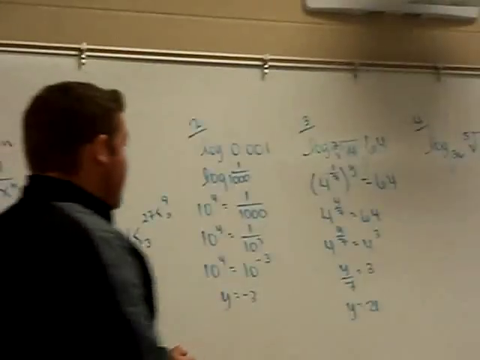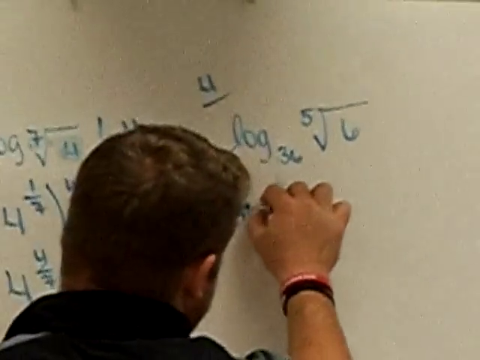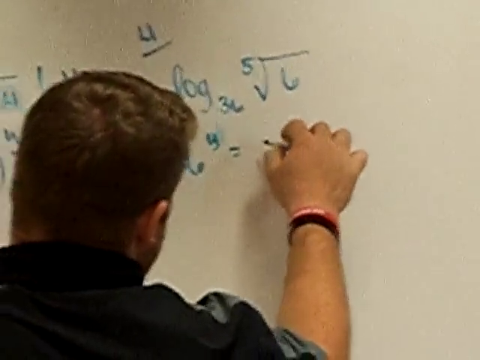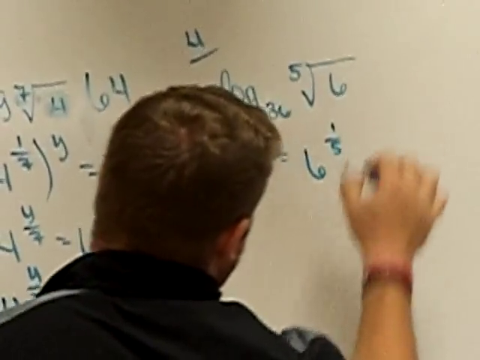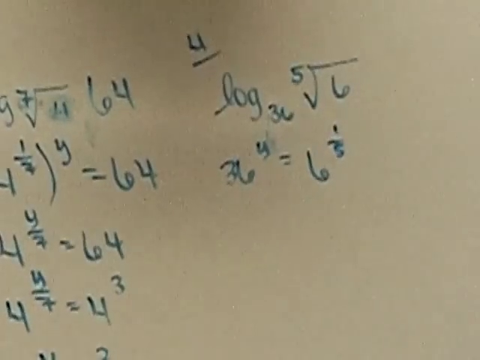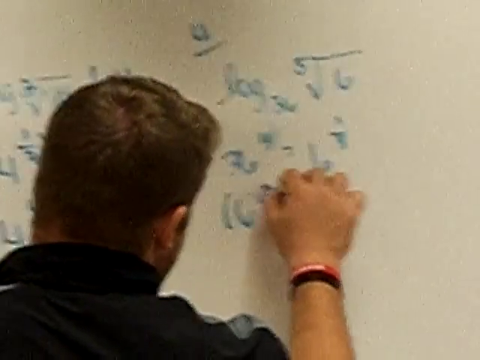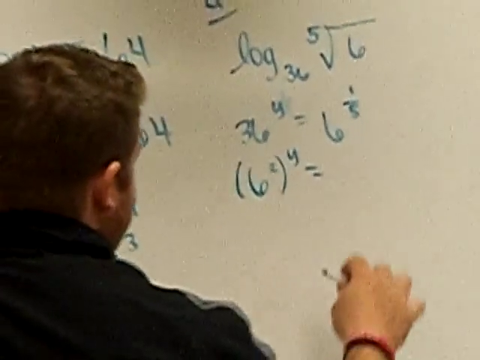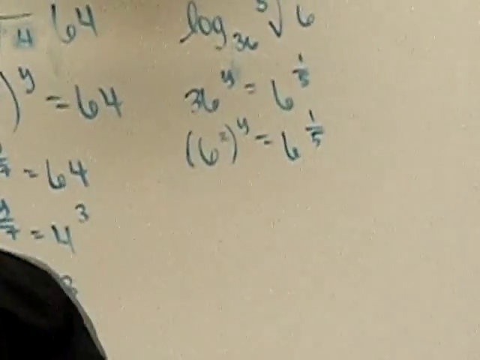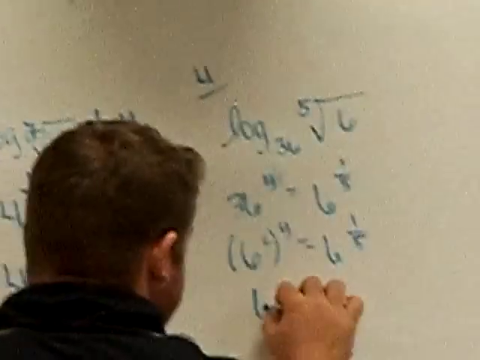Alright, so now, here's my base. 36 to some y equals 6 to 1/5, because of rational exponents. Alright, so now, this 36 becomes 6 squared. It's still raised to the y of 6 to the 1/5. Exponent raised to an exponent, multiply, so we have 6 to the 2y equals 6 to the 1/5.